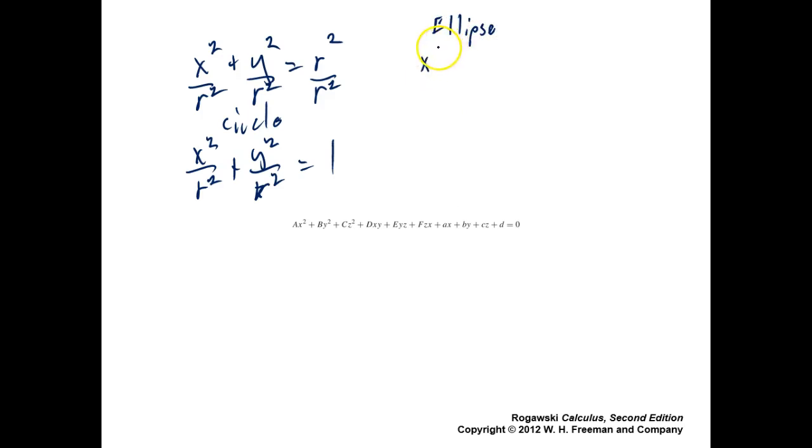Second, x squared over a squared plus y squared over b squared is equal to 1. See, for an ellipse to be a circle, a and b have to equal each other. The minor axis and the major axis are the same, so you have a circle. If they're not the same, then you have an ellipse. Okay? So that's your equation for an ellipse.